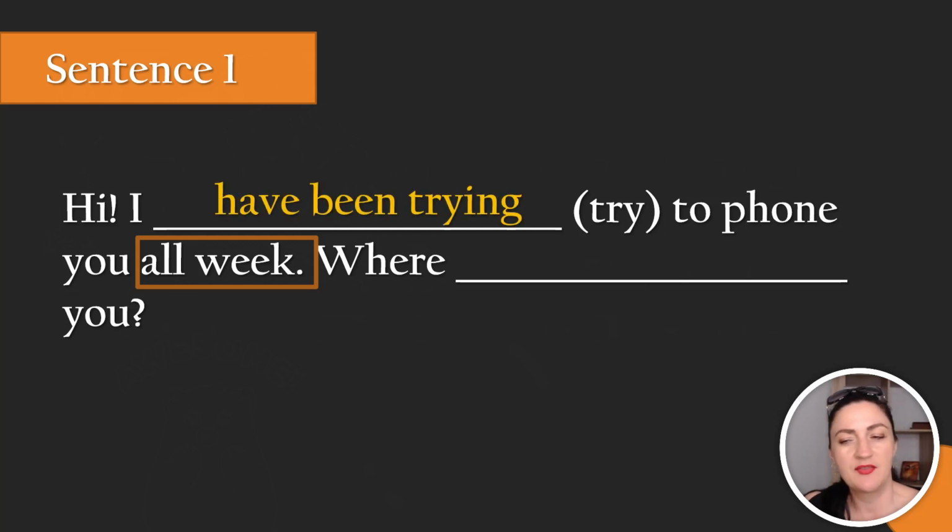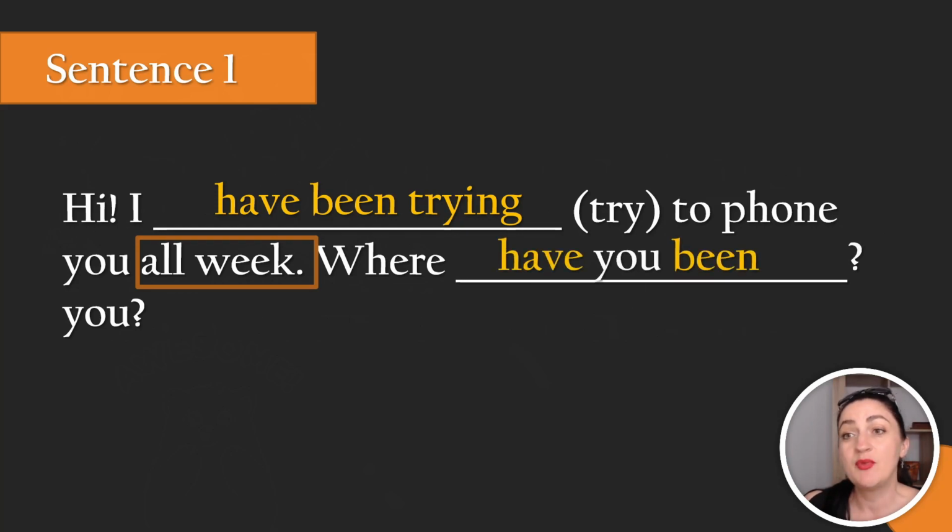The question that follows asks for a period of time, in this case all week, which is a clear indication that we need to use present perfect simple. That's right. Hi, I have been trying to phone you all week. Where have you been? Excellent.